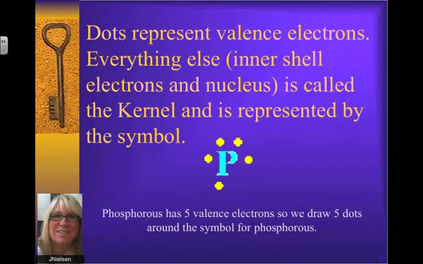Dots represent valence electrons. Everything else, the inner shell and the nucleus, is called the kernel, and we only represent that by the symbol. So phosphorus has 5 valence electrons, so we draw 5 dots.